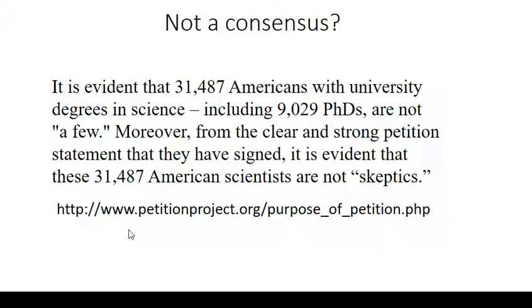And this website says that they've got 31,487 Americans with university degrees, including over 9,000 with PhDs, who made a clear, strong statement that they just don't think global warming is real. Okay. Doesn't sound like a consensus to me, does it?